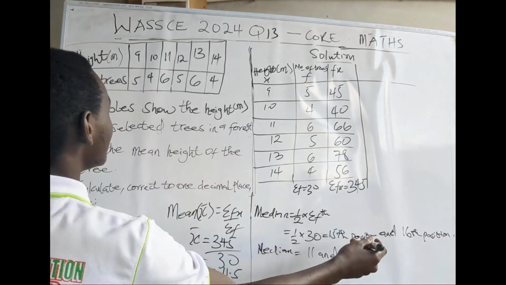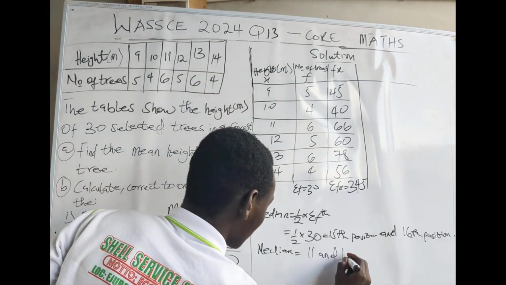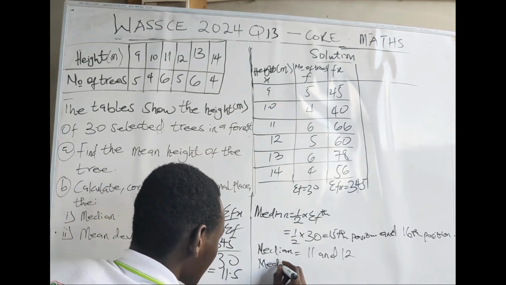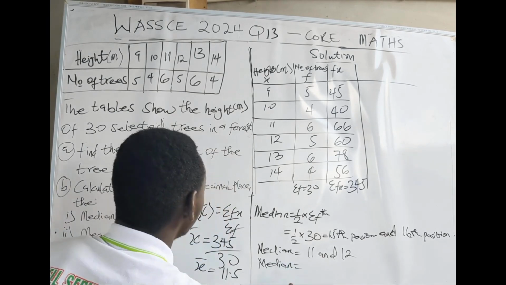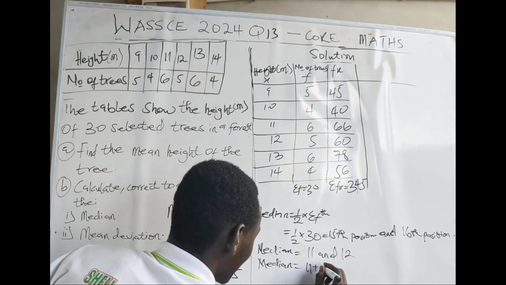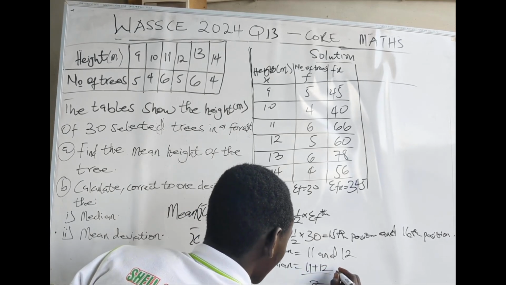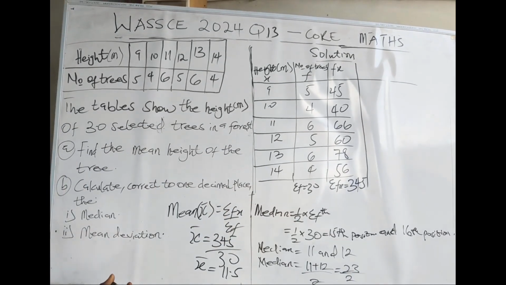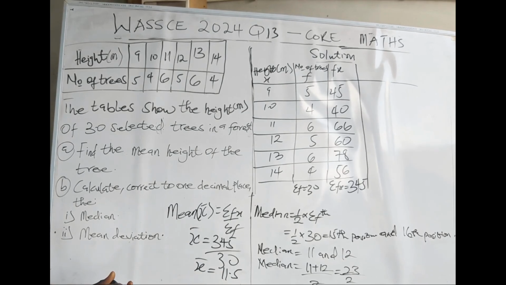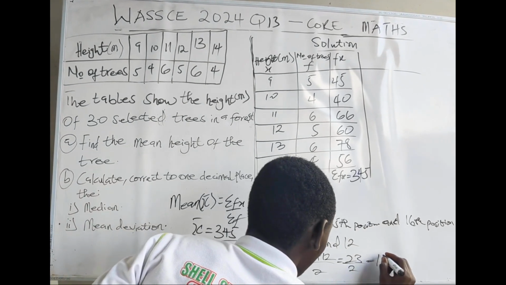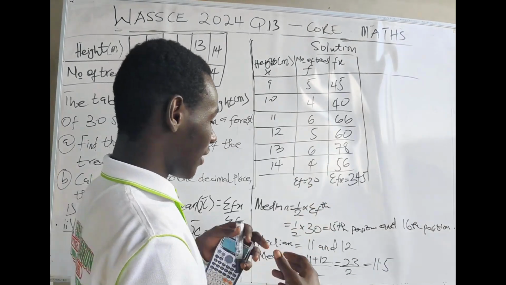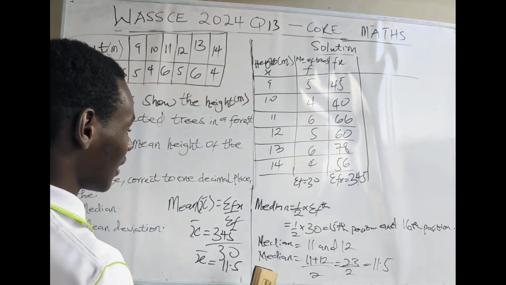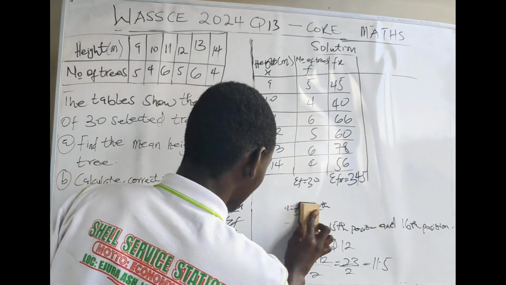And the 16th position, that's 12. So our median will be 11 plus 12 divided by 2, and that's 23 divided by 2. And we know 23 divided by 2 to be 11.5. And therefore we can say our median is 11.5. Now we move on to our next question.